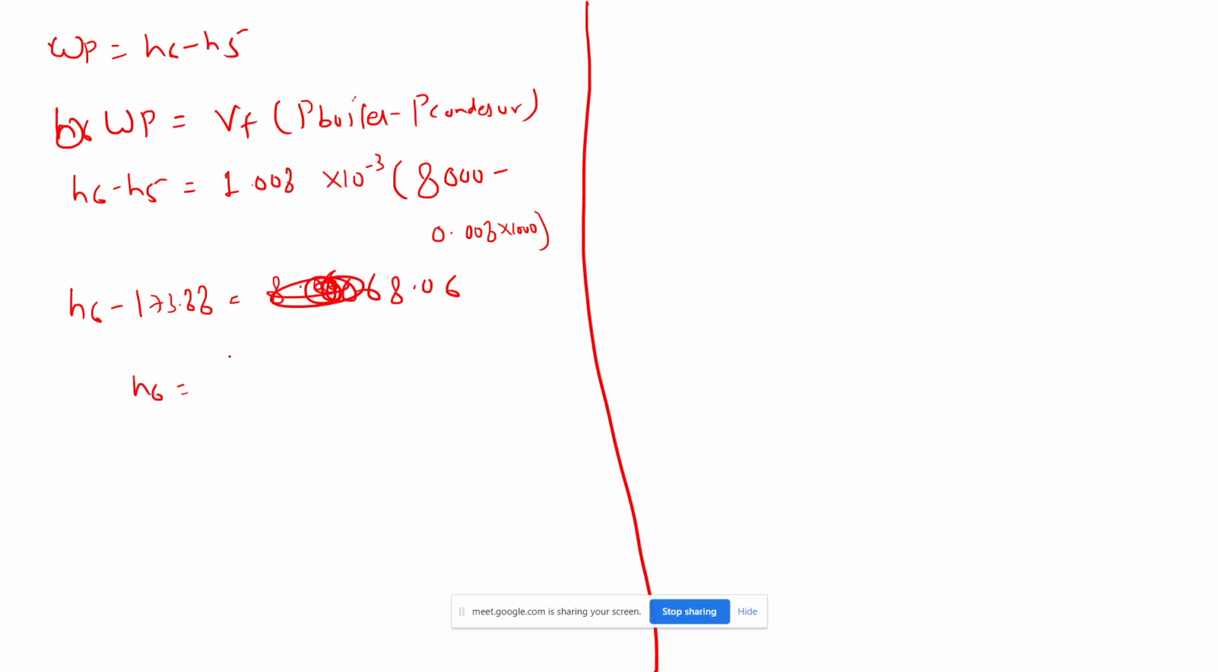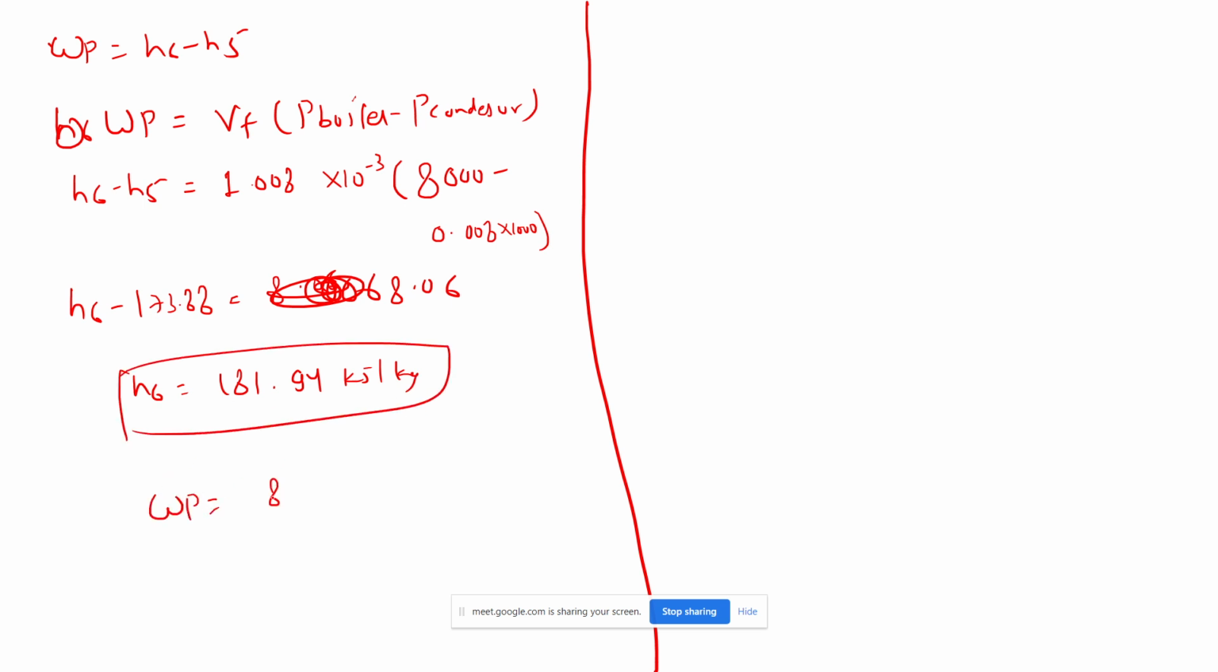So H6 will directly come 181.94 kilojoule per kg. Or you can directly write pump work also. It will be 8.06 because it is a difference only. So you can directly write that pump work will be this much. Okay, so now what will be the efficiency?